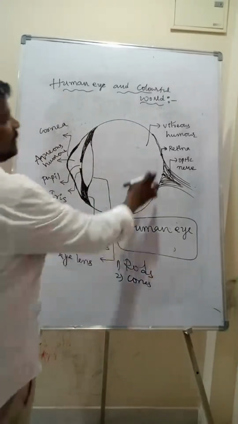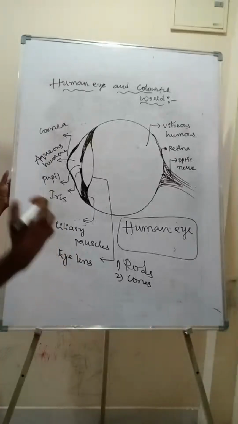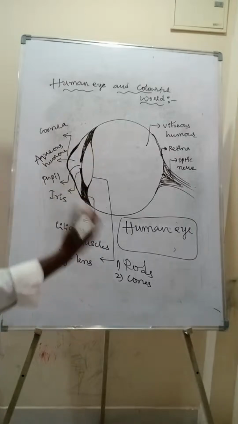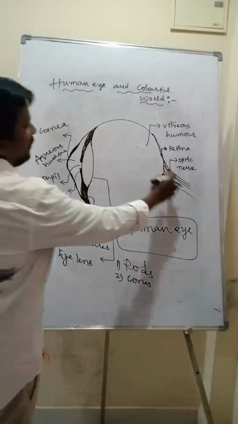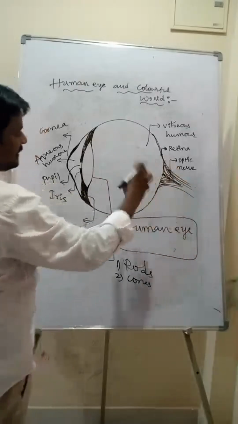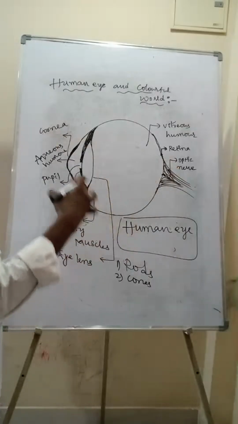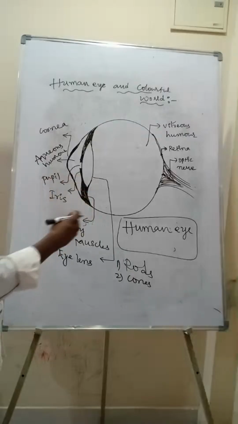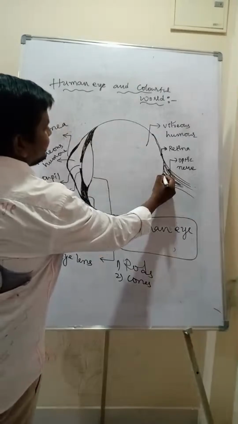And next, at the retina, a real and inverted image will be formed. That will be converted into an electrical signal, an electrical impulse, which will pass through the optic nerve to the brain. So here is the blind spot.